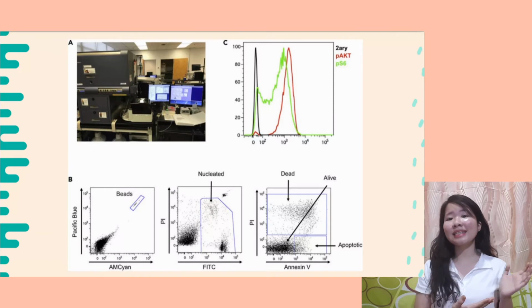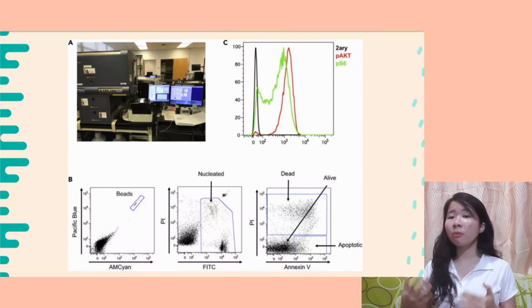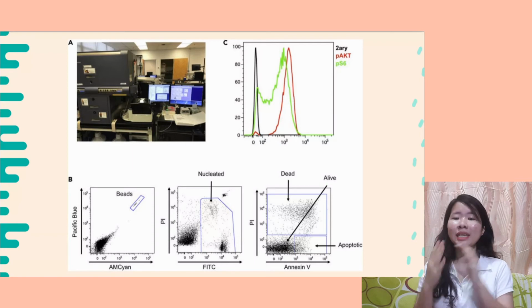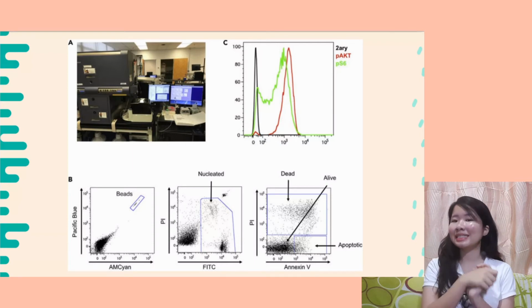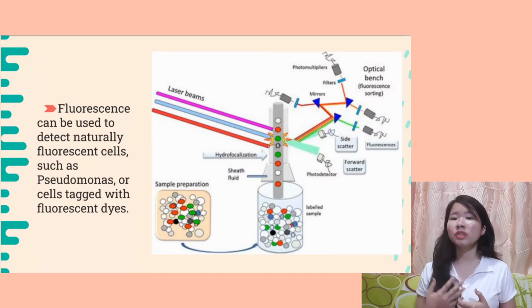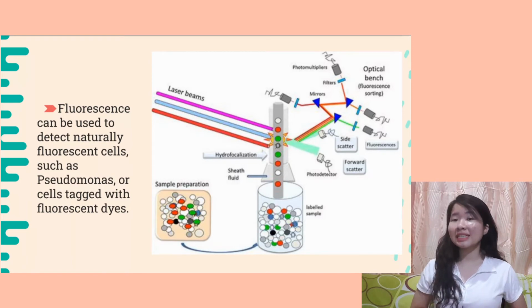which can be shown on the screen. This is an example of the computer which analyzes the data from the microorganism. So now we are going to proceed to fluorescence, which can be used to detect naturally fluorescent cells such as Pseudomonas or cells tagged with fluorescent dyes.